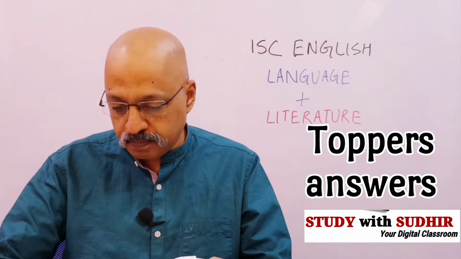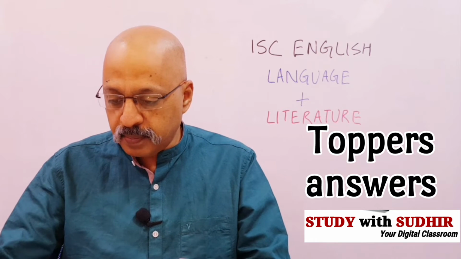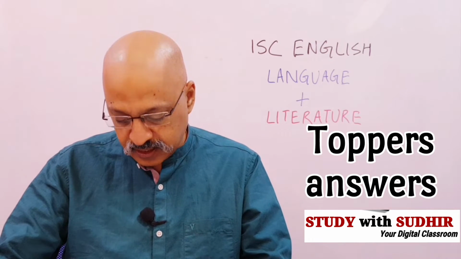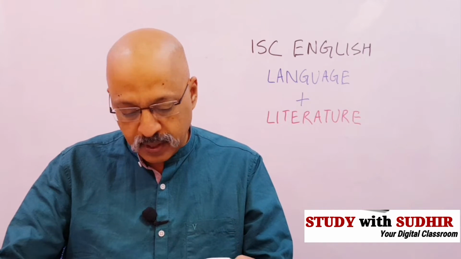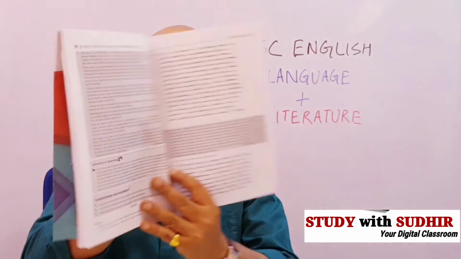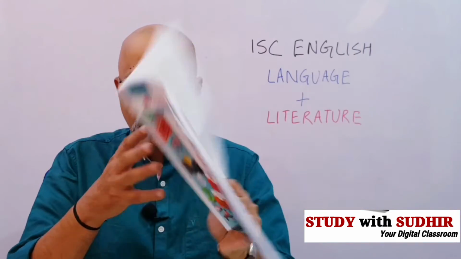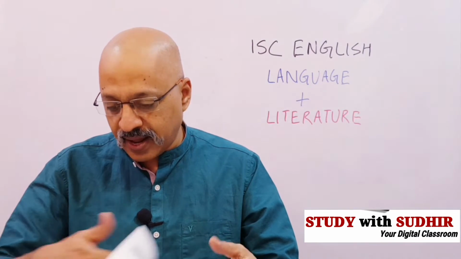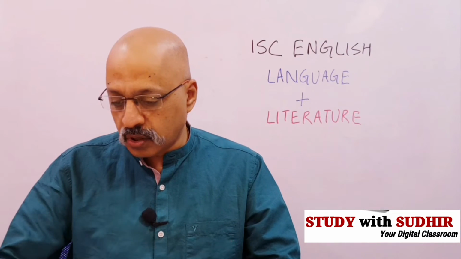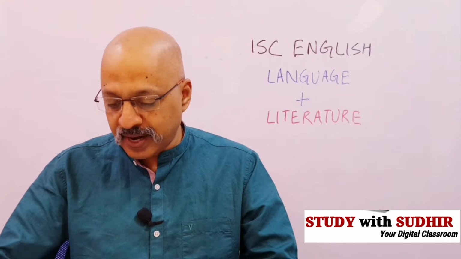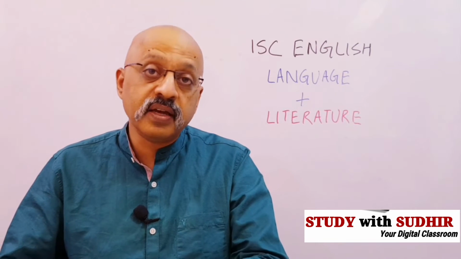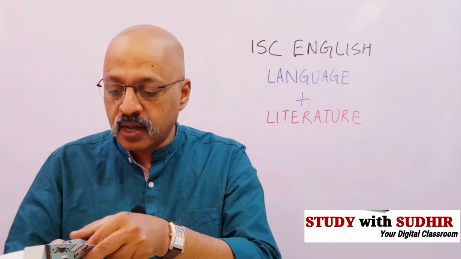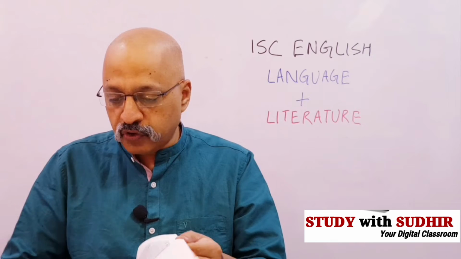I'll just take out the pages where the papers have been solved. For instance, this is the 2019 paper with the answers of the toppers being included. This is what you see in the handwriting of the toppers themselves, right? This is the 2019 answer. Similarly, a 2019 answer specimen has been given and 2017 papers have also been solved. Same is the case as far as the English language paper is concerned. There also you see a whole lot of, for instance, these kind of things.